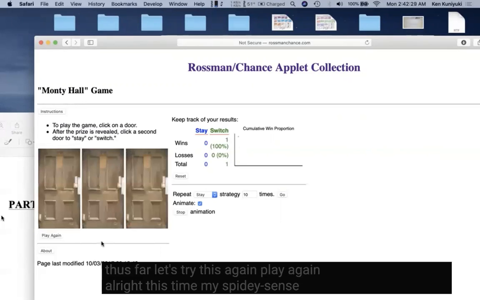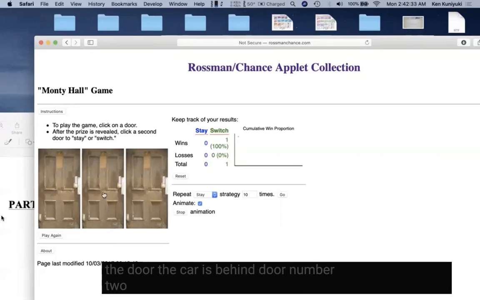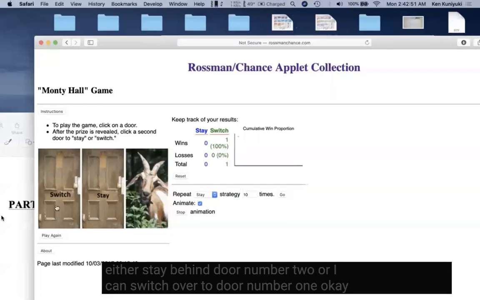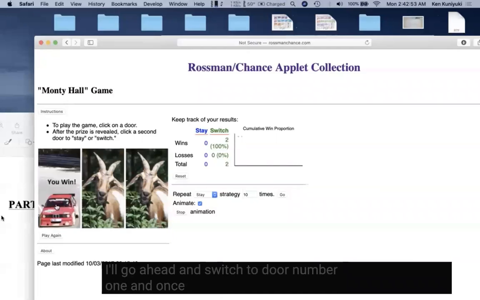All right, this time my spidey sense says that the car is behind door number 2. Open that, okay? And Monty Hall reveals to me that a goat is behind door number 3. Looks like kind of a satanic goat, huh? Once again, I have a choice to either stay behind door number 2, or I can switch over to door number 1. I'll go ahead and switch to door number 1, and once again, I win the car. I'm 2 for 2, and that's registered over here.